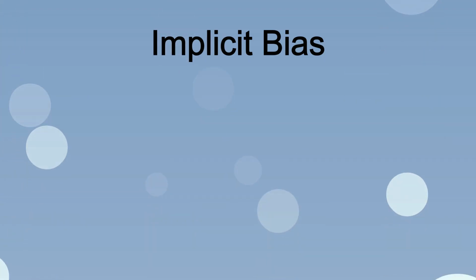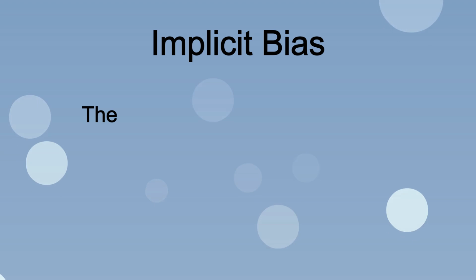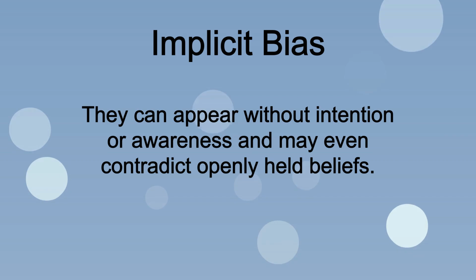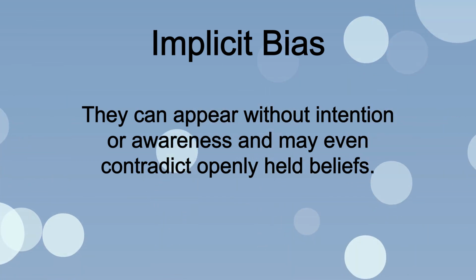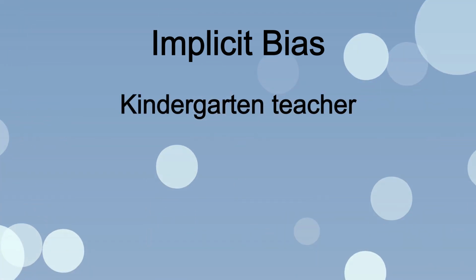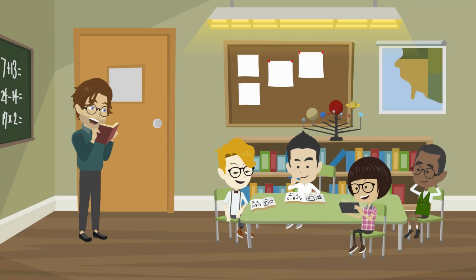Implicit biases are unconscious and can be either positive or negative. They can appear without intention or awareness and may even contradict openly held beliefs. An example of an implicit bias is when most people hear the title kindergarten teacher, they are more likely to picture a female. Implicit biases are formed over a lifetime, but they can be changed.